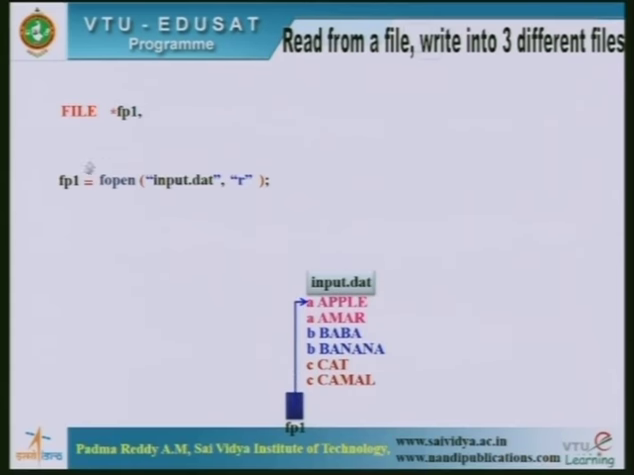So if I execute, this file is opened in which mode? Read mode, and the function fopen returns a pointer to the beginning of this file, and that pointer will be copied into where now? fp1. So we are going to copy into fp1.